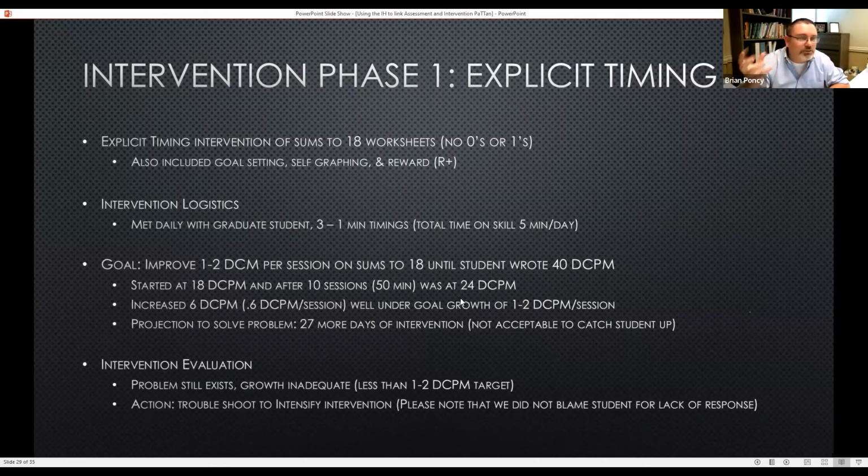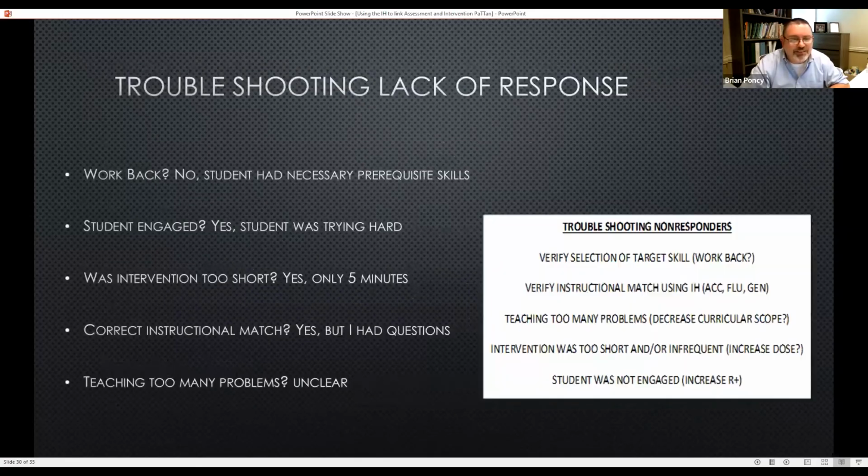This was after 2 weeks, and this is the great thing about using small sets: you can make decisions quickly. But anyway, we said the problem still exists, so let's troubleshoot to intensify. So work back. This is the thing about assessing across that skill hierarchy, across the scope and sequence. We knew the kid had the necessary prerequisite skill. Was the student engaged? It was reported the student was working hard and focusing.